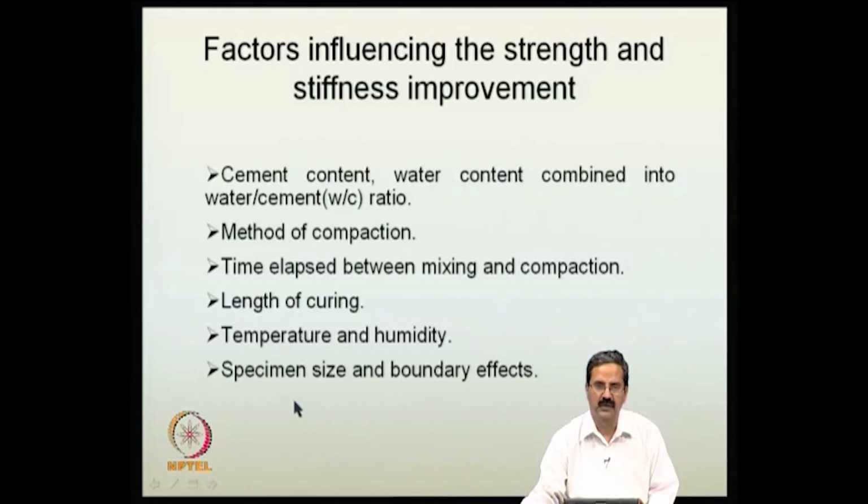Particularly when you are trying to do it in the laboratory, the specimen size and boundary effects are also important, because whatever you are trying to do should represent the field conditions to the extent possible. If you are not able to do that, then the test results that you have in the lab need to be corrected or understood in a proper sense, to see that they represent the field conditions and also give you proper guidance on the design or the performance.